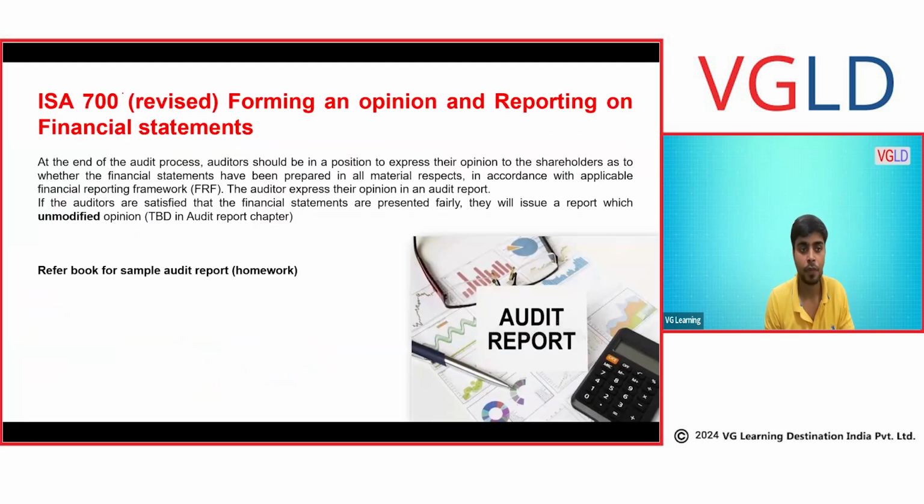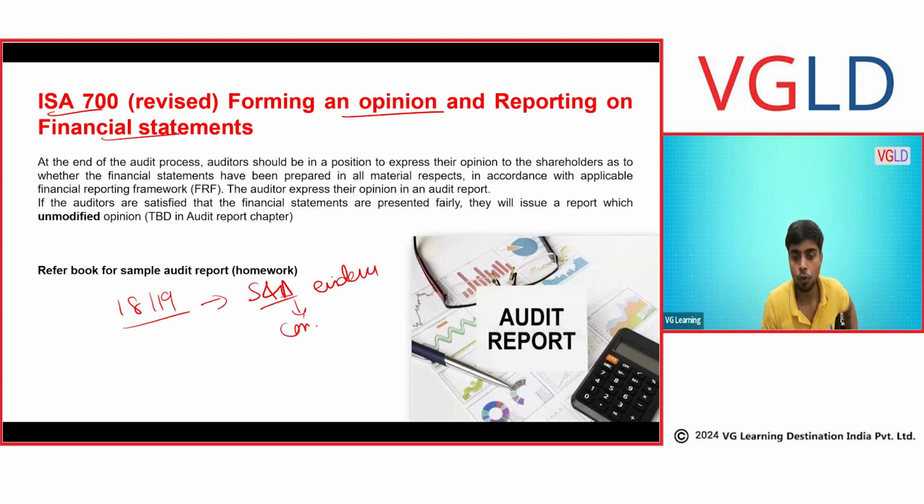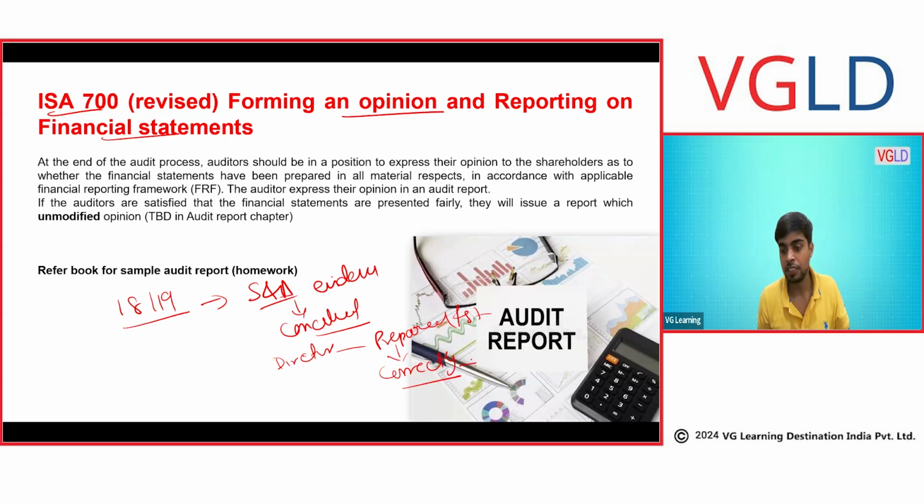Final piece. Forming an opinion and reporting on financial statements. Once we complete our chapters 18 to 19, we are able to obtain sufficient appropriate evidence. Based on that, we will conclude whether the directors prepared the financial statements correctly, and this we will report in our audit report. So let's see how this report looks.